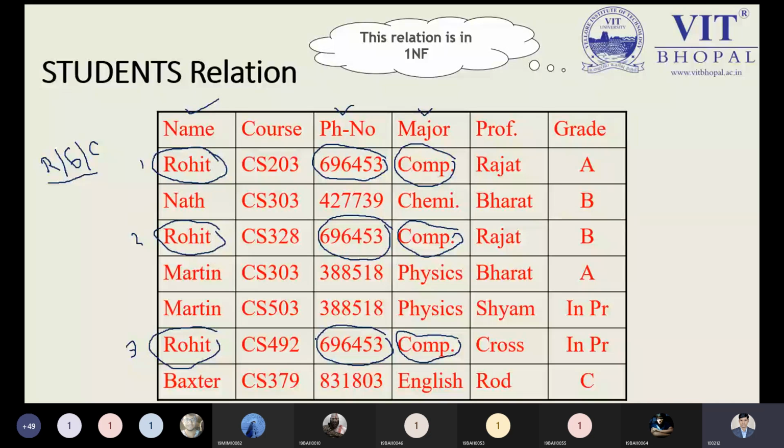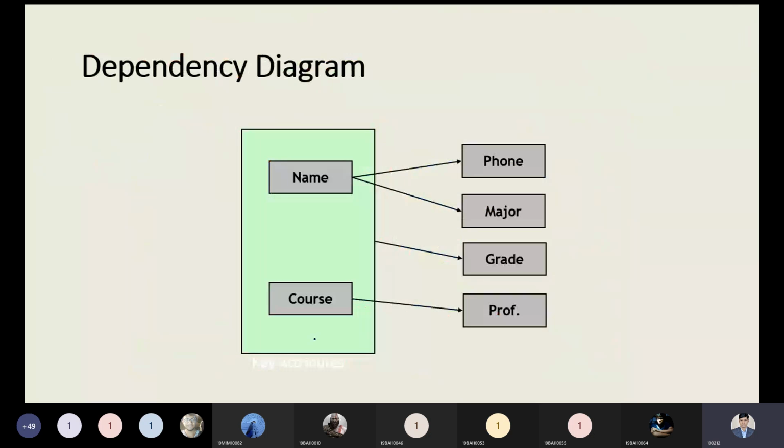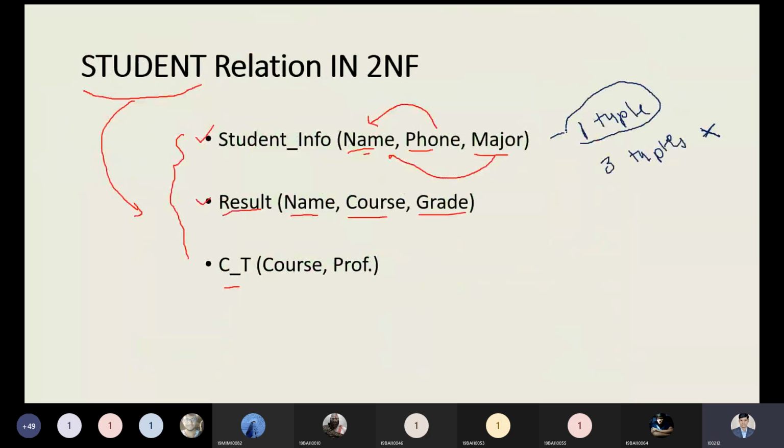We have done the decompose, and after decomposing, instead of three tuples we will have only one tuple. To avoid the duplicacy, if we have three tuples, then you have the duplicacy. So why you are putting the duplicacy? And after decomposing, we got the second relation, that is the result. So in the result, you can say name, course, and grade.